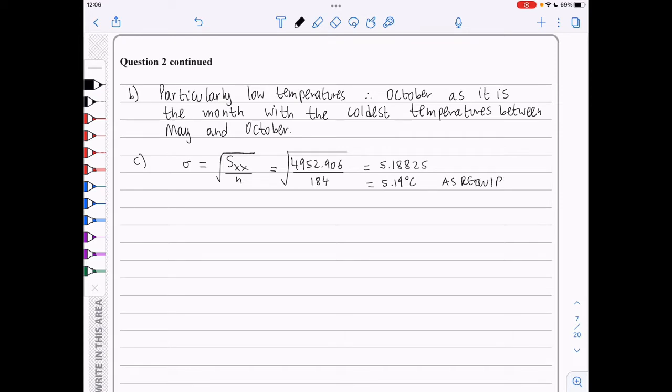I would like to draw your attention here to the fact that if you just went from this calculation to the 5.19, you wouldn't score the mark. You need to quote the answer here.